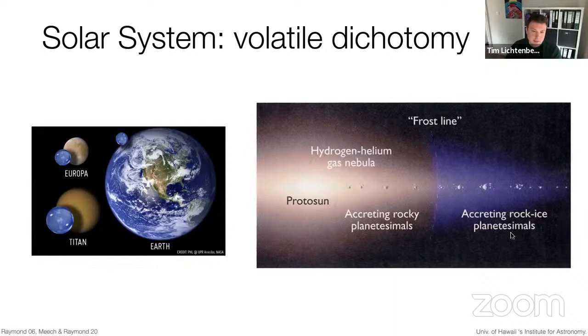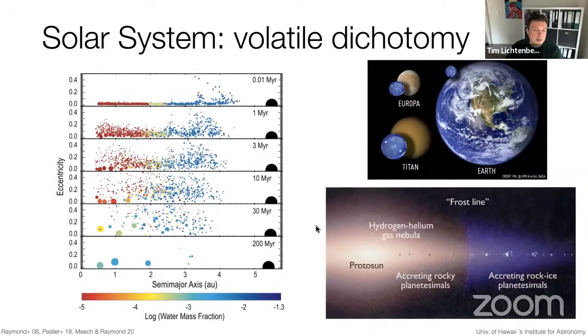So dynamically, the idea has been for a long time, and still is partly, that once you formed a proto-Jupiter or Jupiter itself, then you have the separation between dry planetesimals, where color here scales with water mass fraction in log units. You have a transition region and a water-rich region beyond about 2 to 3 AU. Then the dynamical interactions with Jupiter during growth lead to scattering of ice-rich or water-rich planetesimals and pollute the inner planetary system with this water, which eventually is supposed to explain the water content that we observe today in the terrestrial planets.